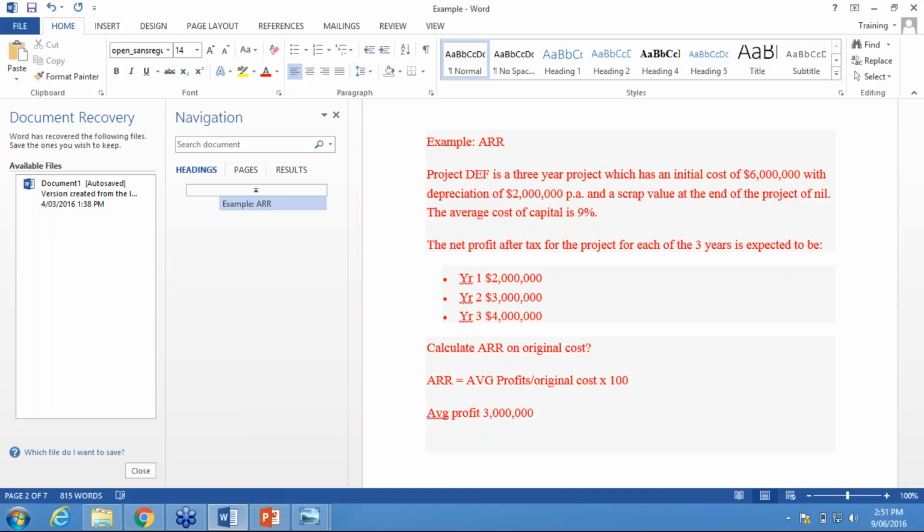Okay. Original investment has been given to you. The company's initial cost is 6 million. So original investment has been given to you. That is 6 million.